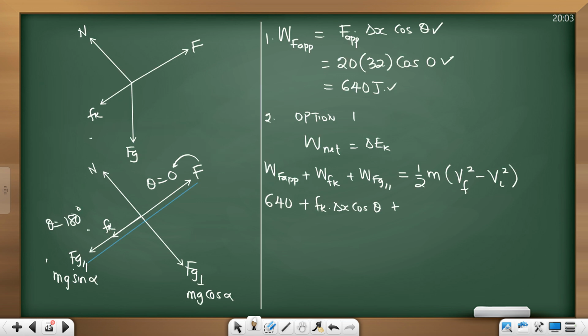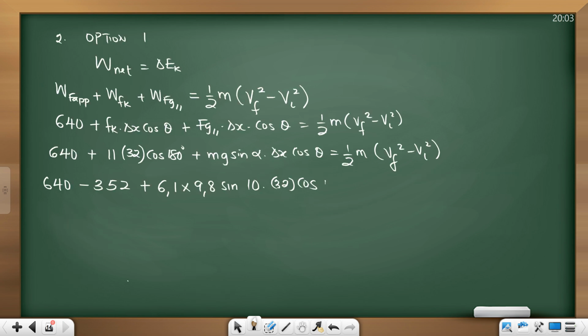FG parallel. Where is it? And my theta is what? 180. I don't know if what I'm doing here makes sense to you. Half 6.1 vf squared minus 5 squared. Let me know if we are okay with the substitution. I don't want to come back to this. Guys, the rest is just maths now. Physics is done. This is where you bring your calculator, right?